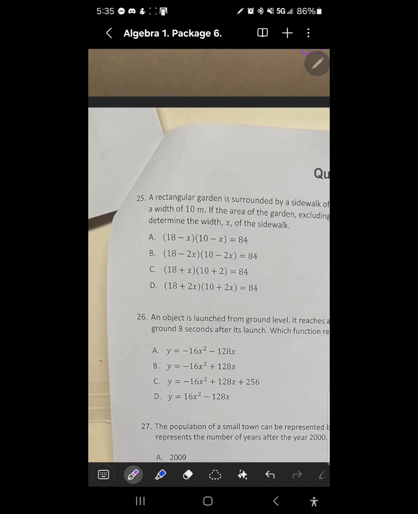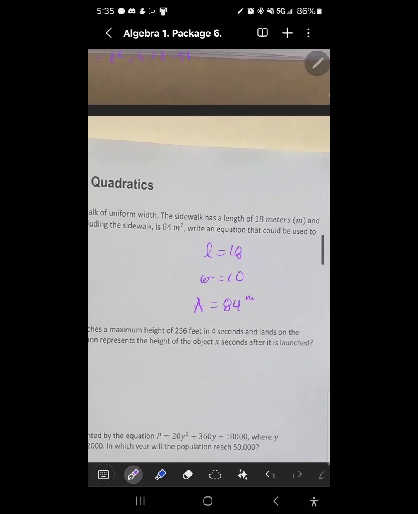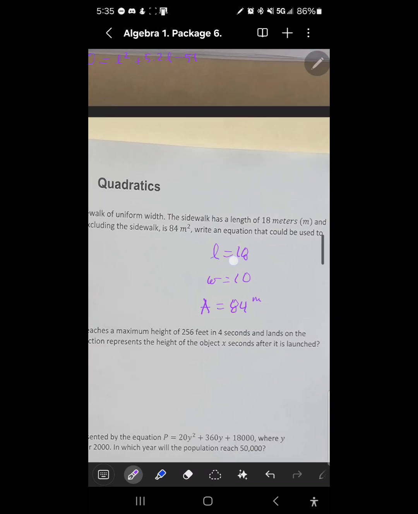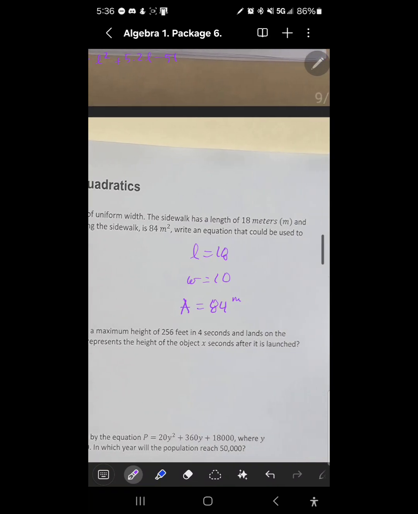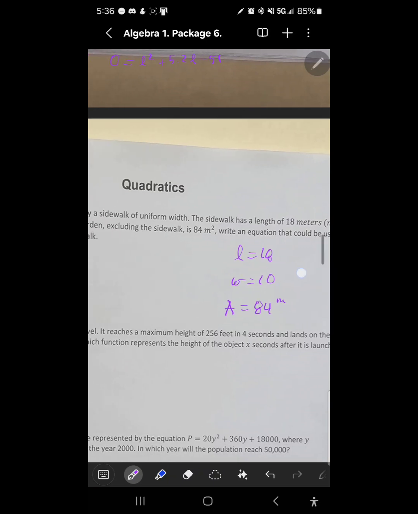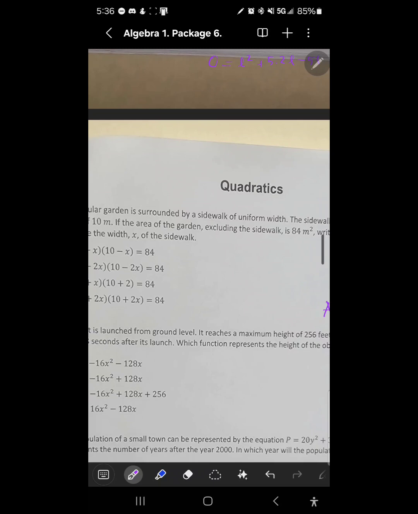This equation I think has something wrong because they're asking for the width x of the sidewalk, and here they say that the sidewalk has a width of 10 meters. So I think they confused, and maybe they wanted to say that the garden has a width of 10 meters. Okay, let me see something.